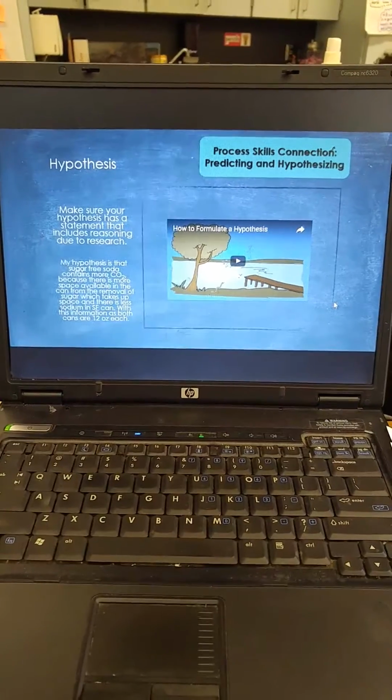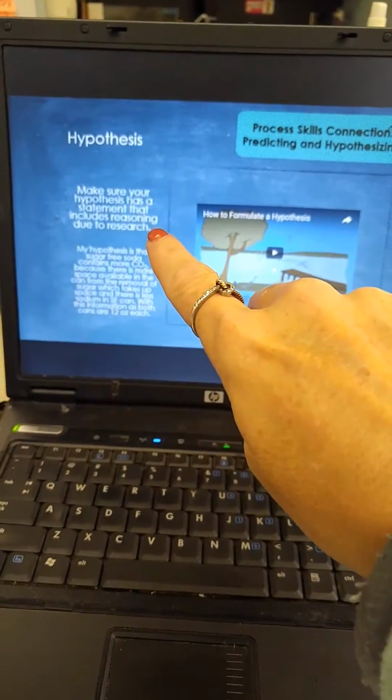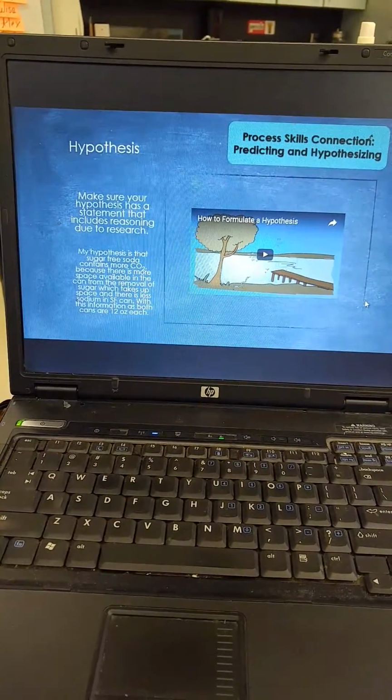The next thing is hypothesis. The process skill is predicting a hypothesis. A hypothesis, this first big part should be in their notebook. Make sure your hypothesis has a statement that includes reasoning due to research.